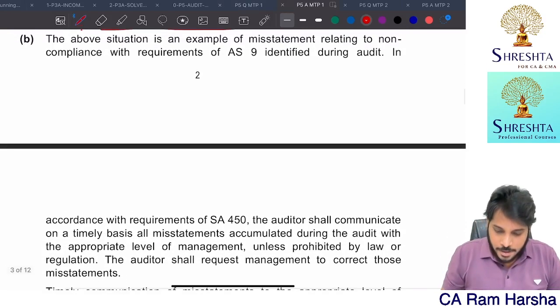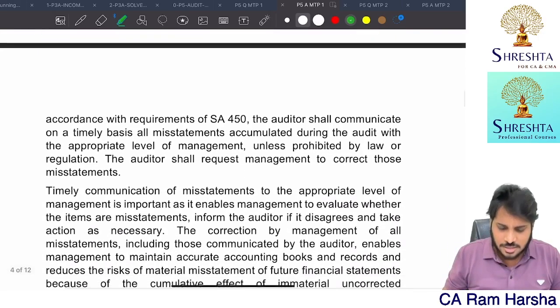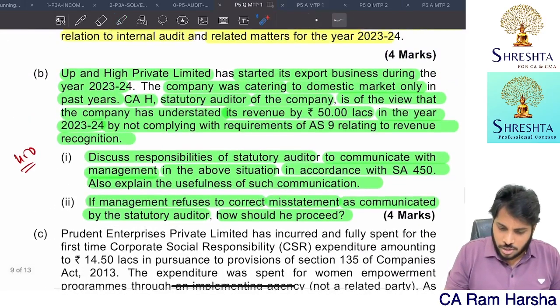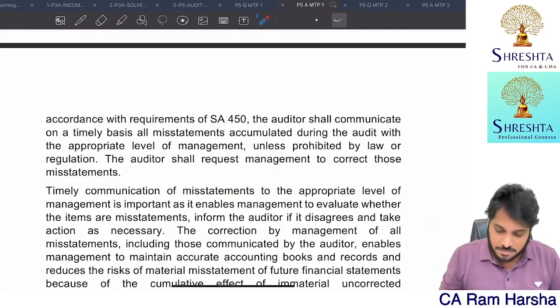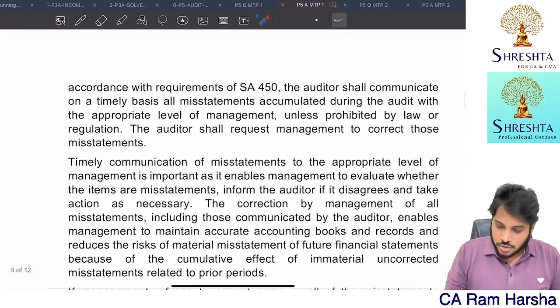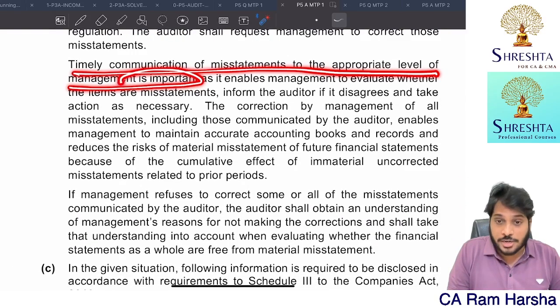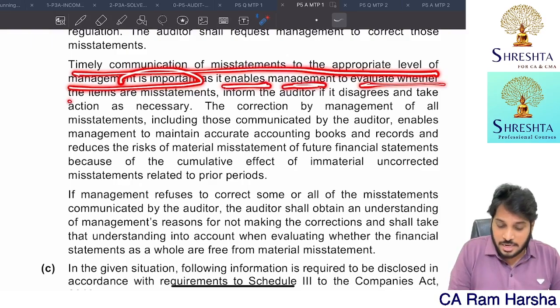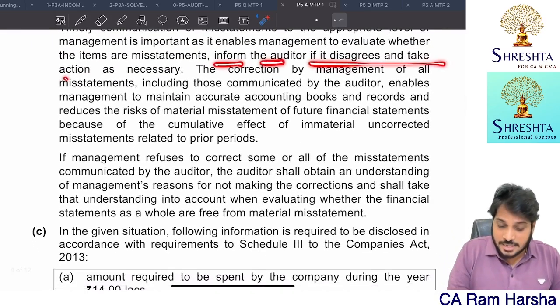Look at the answer. The above situation is an example of misstatement related to Accounting Standard 9. Here, the company has understated revenue, which is a misstatement, probably a material misstatement also. The auditor shall communicate on a timely basis all the misstatements accumulated during the audit with the appropriate level of management. Timely communication at the appropriate level is important so that it enables management to evaluate whether items are materially misstated or not, and inform the auditor whether it disagrees and take action necessary.